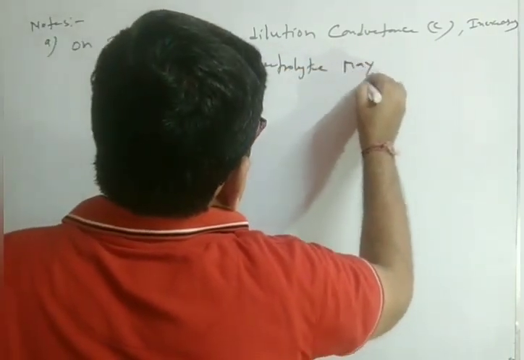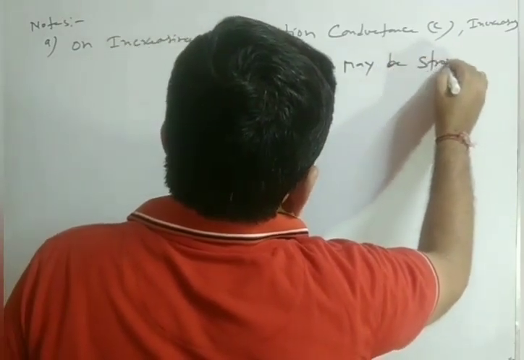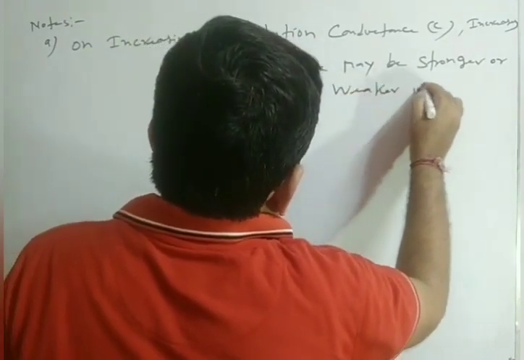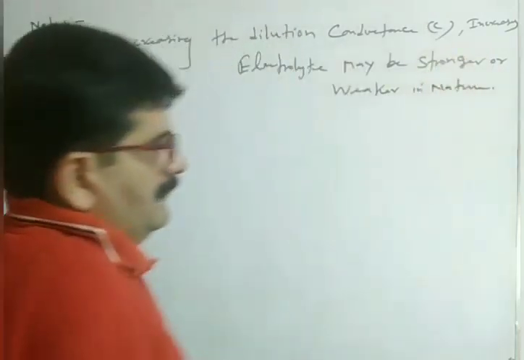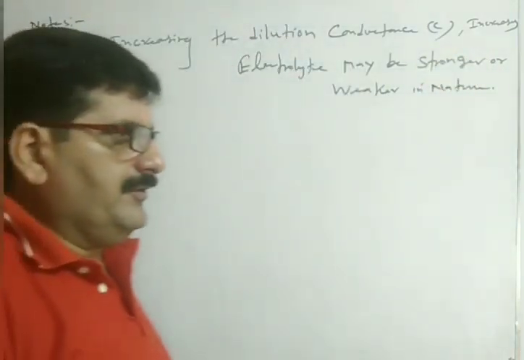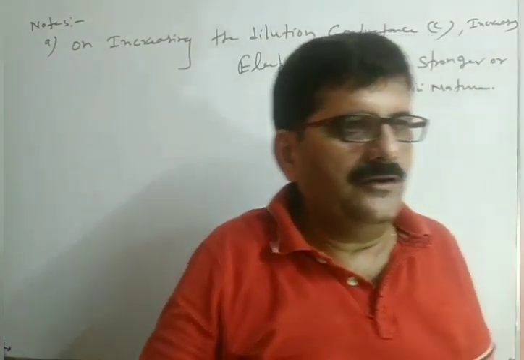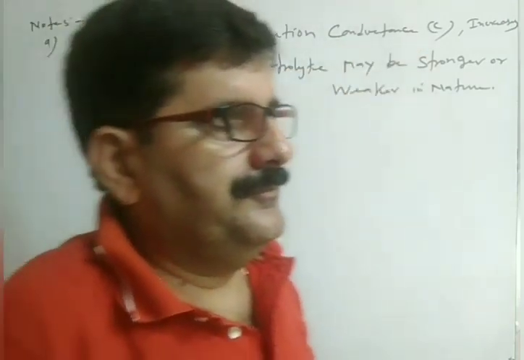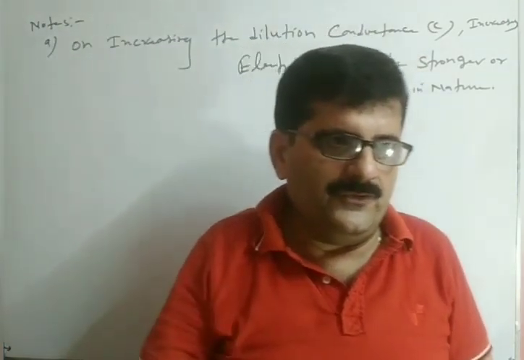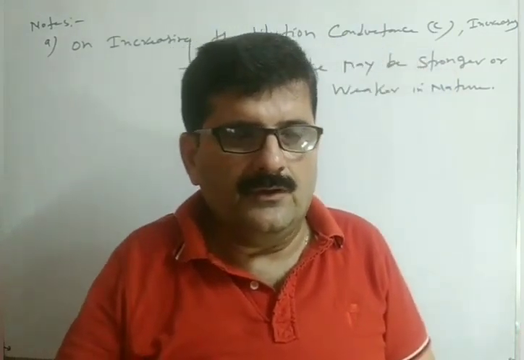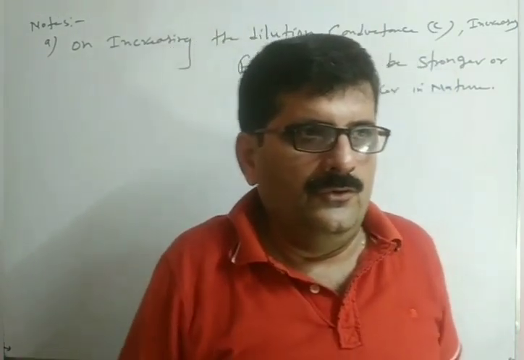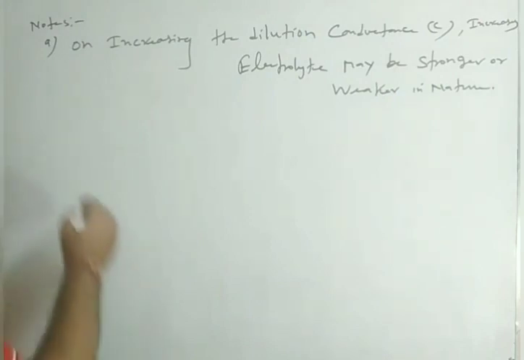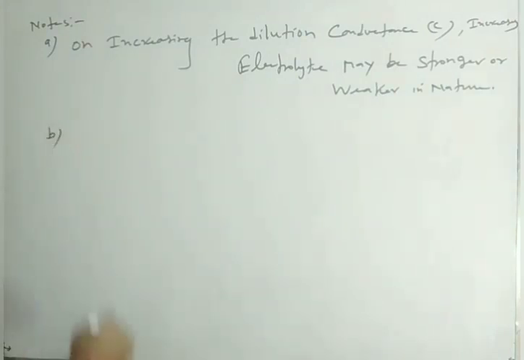The electrolyte may be stronger or weaker in nature. So if strong electrolytes are given, then after dilution more ions are obtained. That's why conductance C increases. But when electrolytes are weaker in nature, then after dilution the degree of dissociation becomes more. With more degree of dissociation, the conductance value again becomes what? Higher.